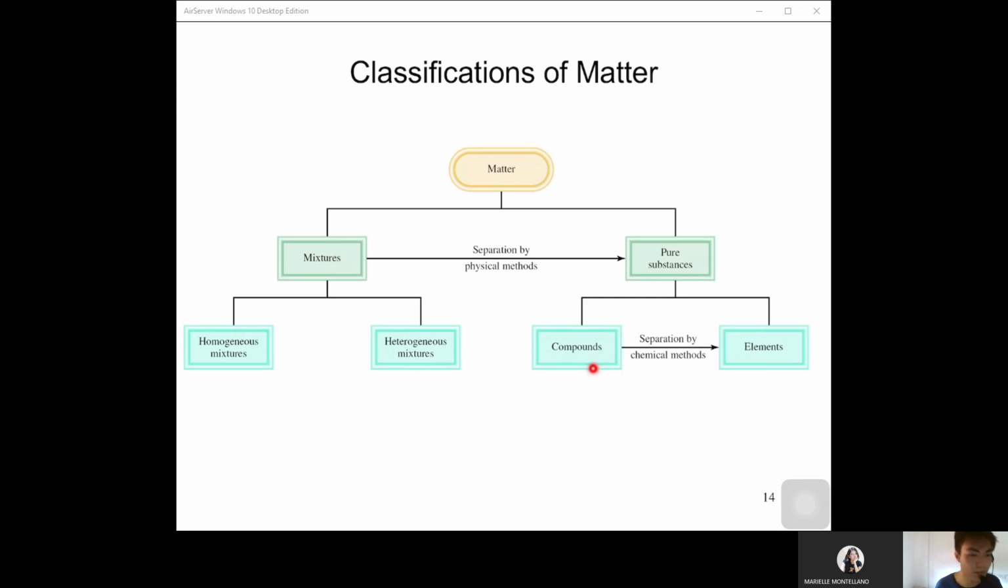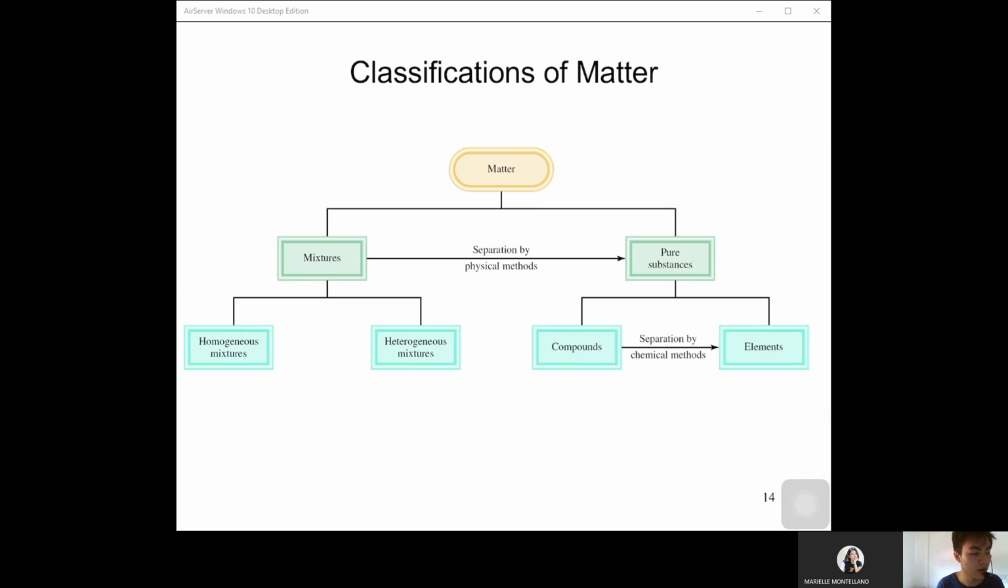Compounds are composed of atoms, no? The elements are the atoms themselves, no? And this is the most simple form of matter, no? Mixtures can be separated into pure substances by physical means, no? You can separate them by using their boiling point or just using filters, no?